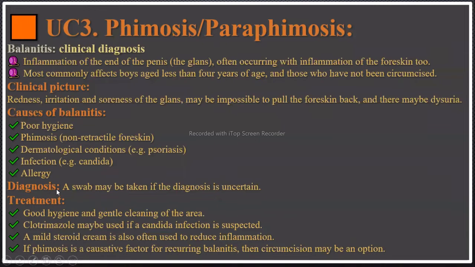Diagnosis: because we are talking about discharge also, a swab may be taken if the diagnosis is uncertain. Treatment is the opposite of the causes, so good hygiene and gentle cleaning of the area. Clotrimazole, remember that, may be used if candida infection is suspected. Mild steroid cream to reduce inflammation and redness. If phimosis is the causative factor for recurring balanitis, then circumcision may be an option. So he can do circumcision later.